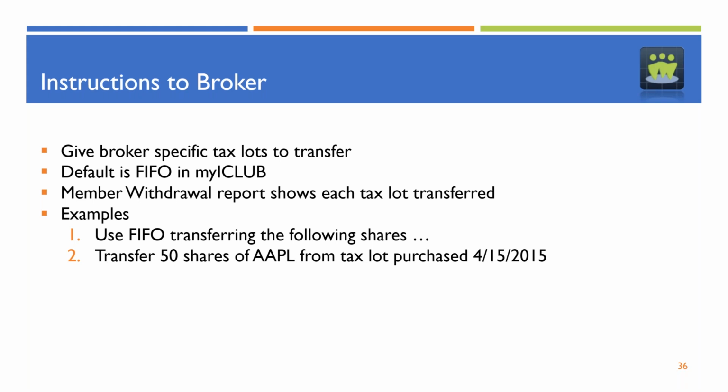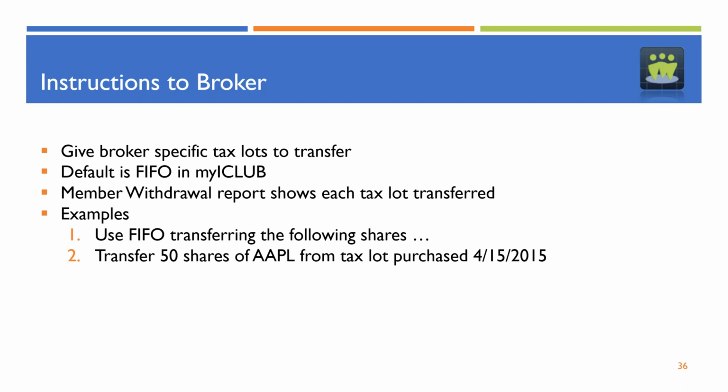So here are some examples of instructions. You can give them a list of the shares to be transferred and say, please use first in, first out, or FIFO when transferring the following shares. If you don't want to follow FIFO, then you have to tell them exactly which tax lot to take the shares out of and transfer to the withdrawing member, such as transfer 50 shares of Apple from the tax lot purchased 4/15/2015. And you will have to do that for every tax lot transferred.